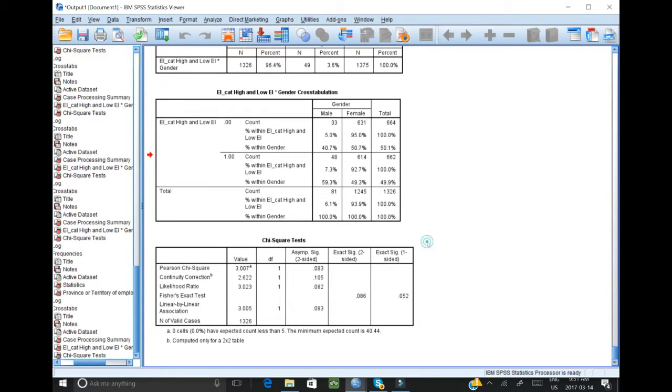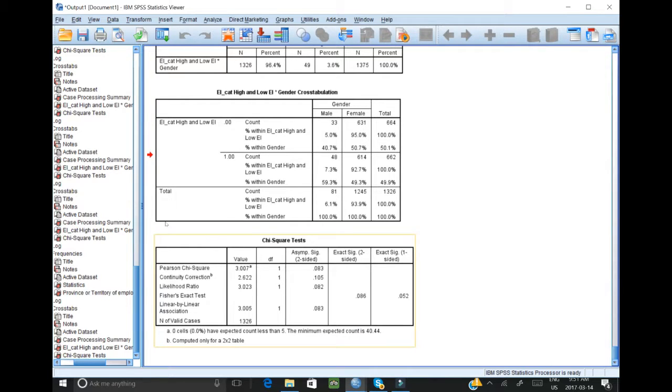Then we can go down to our chi-square test to see if that difference is actually significant. And what we find is that it's not, right? So we look at our p-value significance, and they're all greater than 0.05.